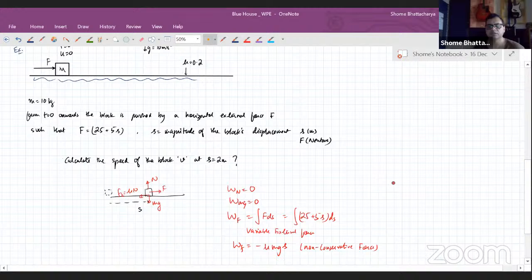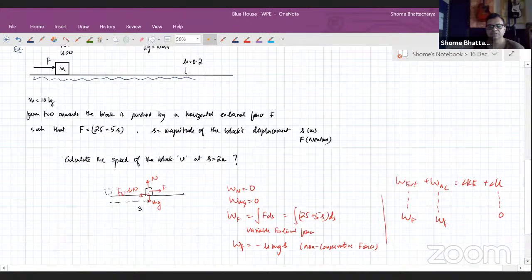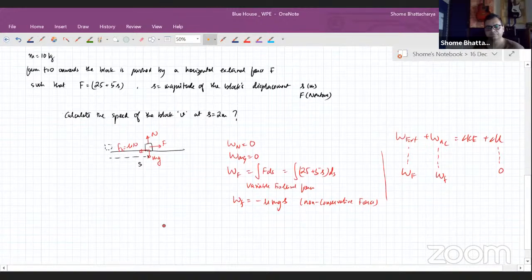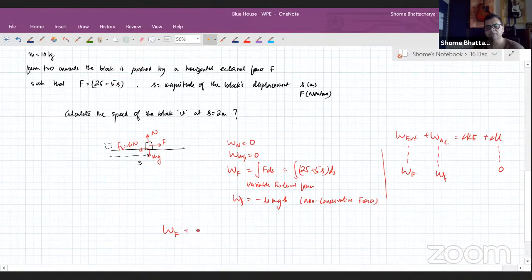So when we apply the work energy theorem, in general, we will say work done by external force plus work done by non-conservative force is change in kinetic energy plus change in potential energy. This term is 0 because there is no conservative force acting over here. This is the work done by F, this is the work done by friction. So ultimately, we'll have the equation that work done by the external force F plus work done by friction is equal to the change in kinetic energy.